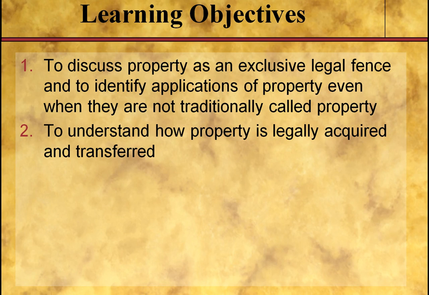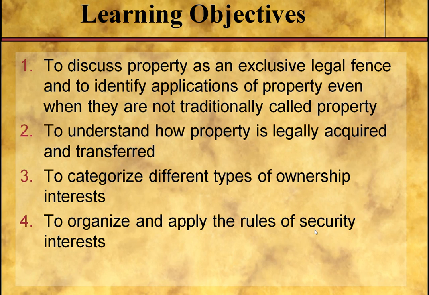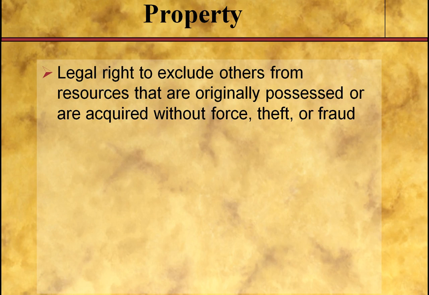We also want to talk about how property is legally acquired and transferred, and that's both real property and personal property. We'll be talking about how to categorize different types of ownership interests. You can own property by yourself, with other people, in a corporation. We'll be talking about that. Very important concept. And finally, to organize and apply the rules of security interests. How do you know that you own the property, and how do you keep other people from making claims on that property that you've purchased?